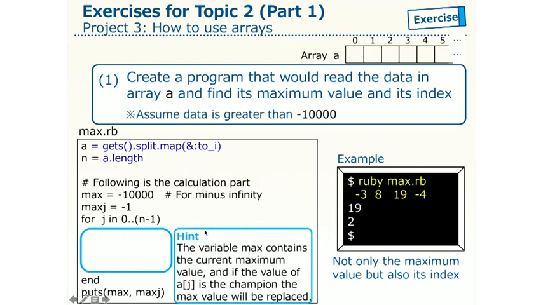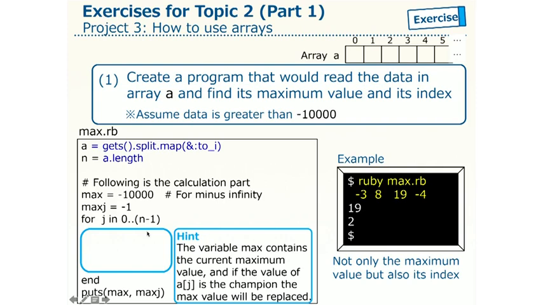Here is a little hint. Consider the jth iteration of this for loop. Let's assume that the variable max keeps the current max value in A0 to A(j-1). That is, it is the current champion. Then we compare the value of Aj and this champion.